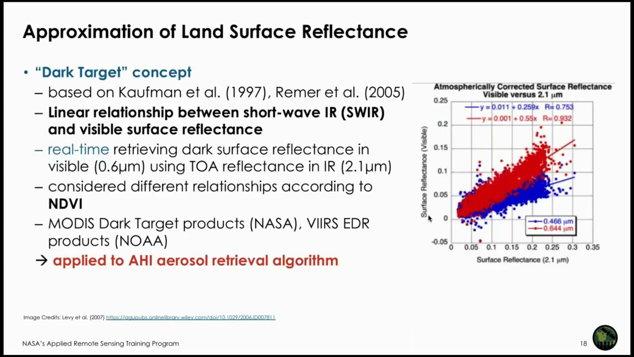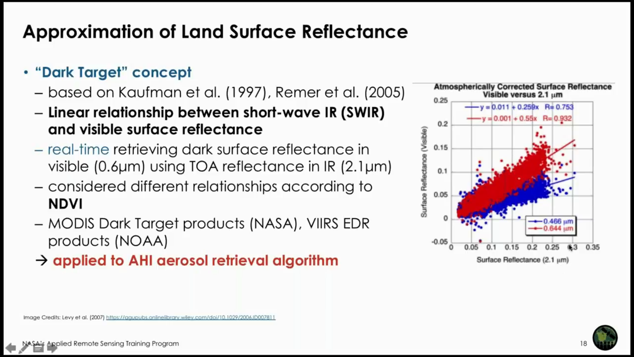The first one was the cloud masking, and the second part is the approximation of land surface reflectance. The first concept is the dark target concept based on Kaufman et al. 1997 and Levy et al. 2005. The basic assumption is that over dark surfaces, such as vegetation, the visible wavelength surface reflectance has a linear relationship with shortwave IR channels.